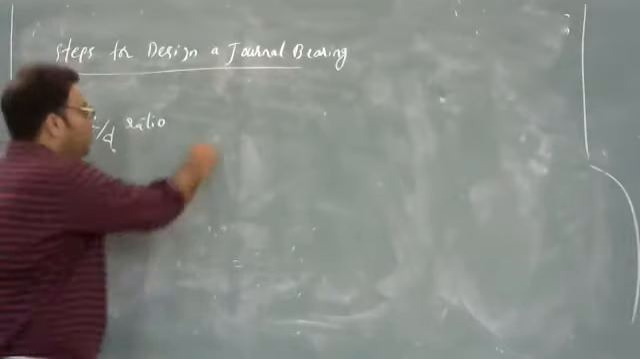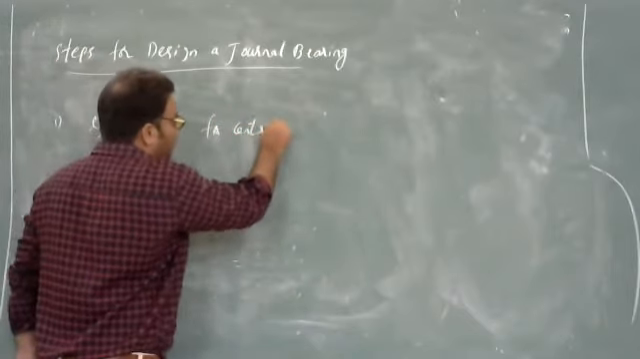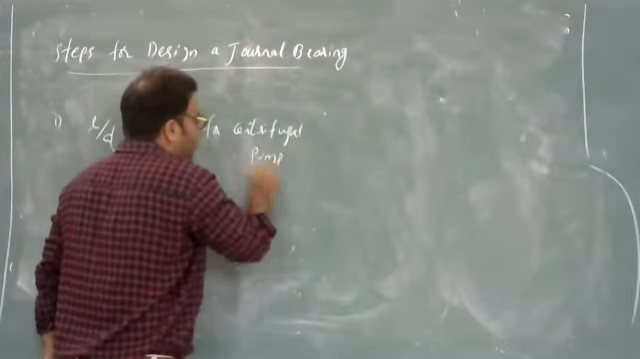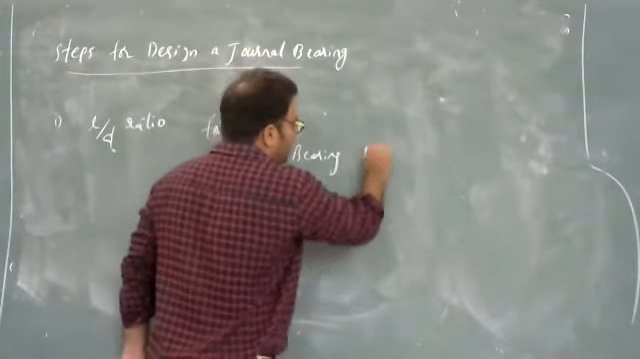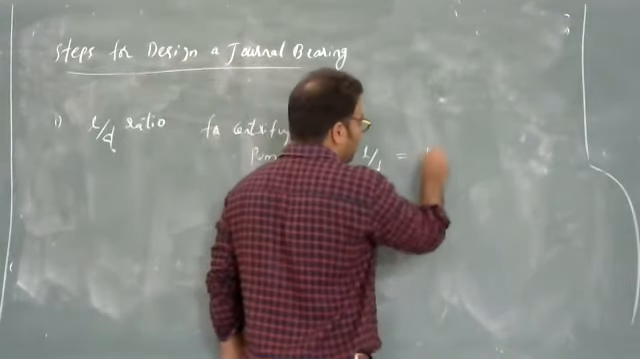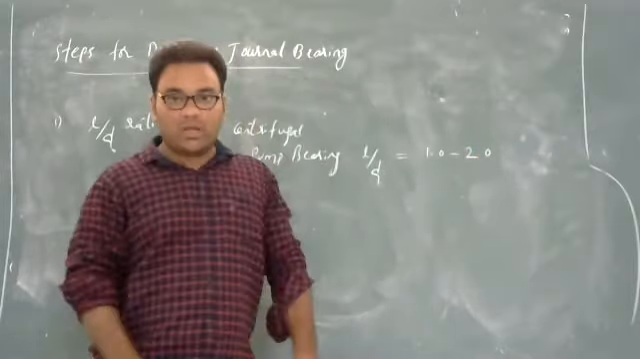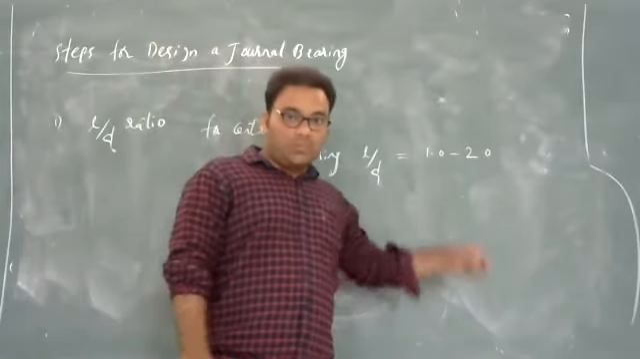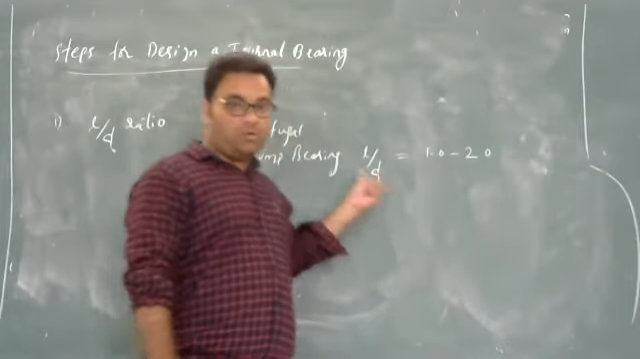For example, for a centrifugal pump bearing, the L by D ratio varies from 1.0 to 2. So you may take a value in between that. Don't take beyond 2 or below the value of 1. You have to assume within this range.